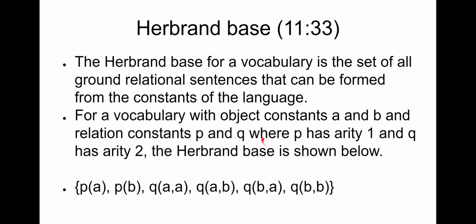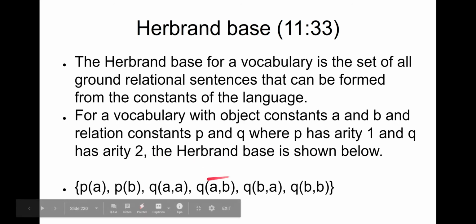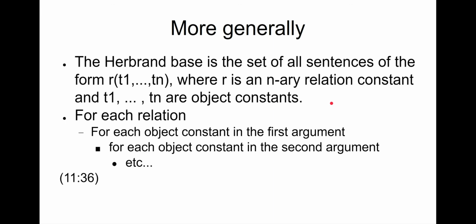This is a more abstract example, which is identical in its combinatorics to the previous example, where we have object constants A and B and relation constants P and Q, where P has an arity of 1 and Q has an arity of 2. This is the Herbrand base formally shown: P of A, P of B, Q of A, A, Q of A, B, Q of B, A, Q of B, B. That is, in fact, the official definition of a Herbrand base.